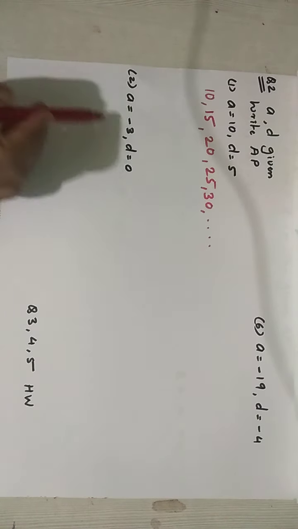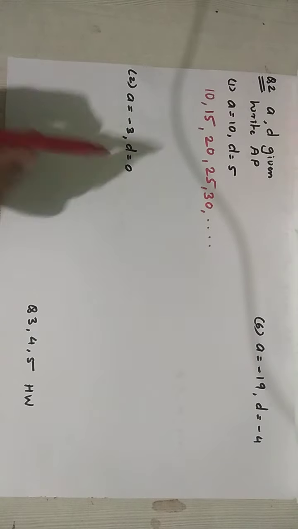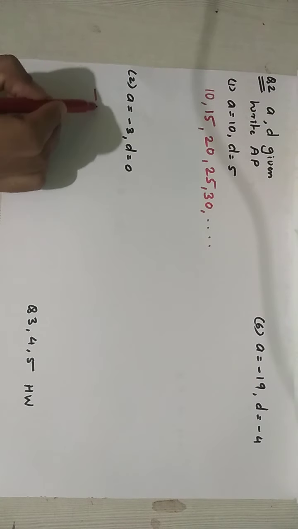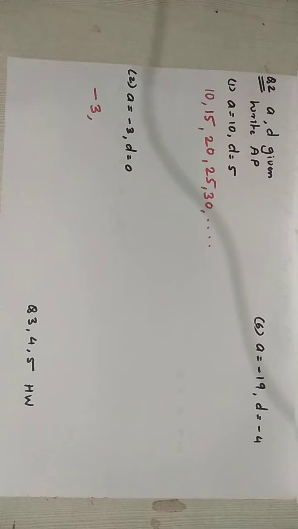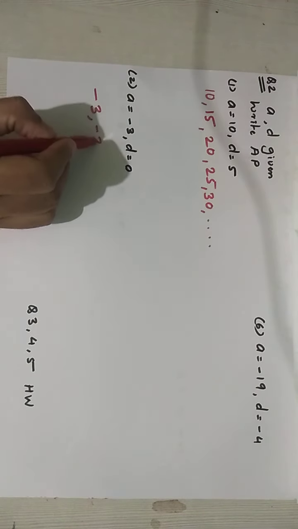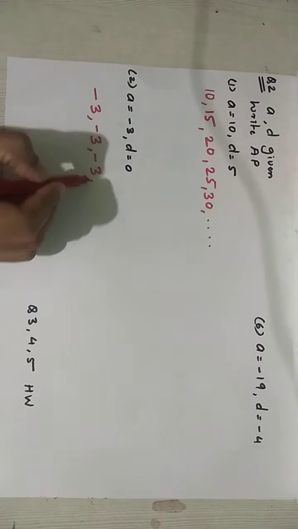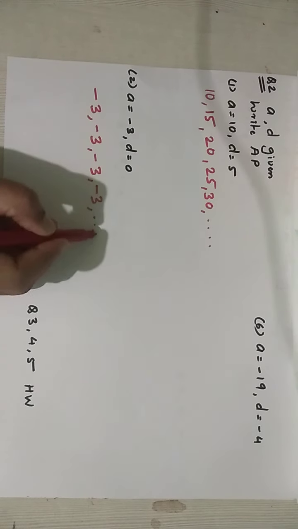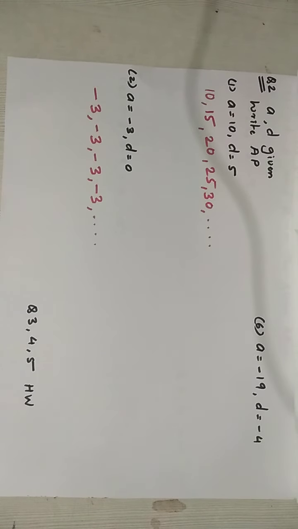Now let's do the second sum. A is minus 3 and D is 0. That means the first term will be minus 3. Write down the first term minus 3. And D is 0. That means every time you have to add 0. That means no changes will happen. The number will be as it is, -3, -3, and so on. This is the AP. This is a short 1 mark sum. You can do it in one line. No need of showing any explanation for this.